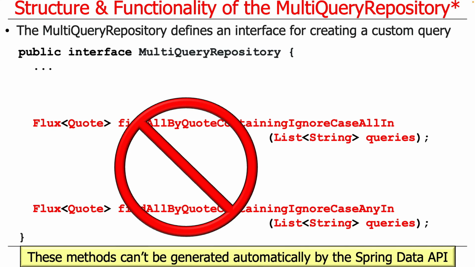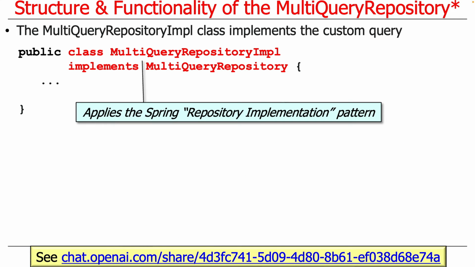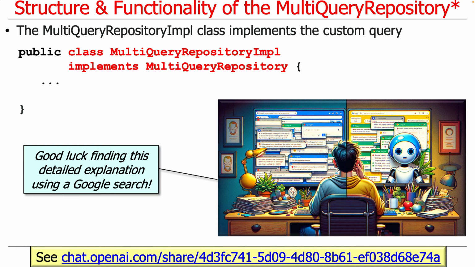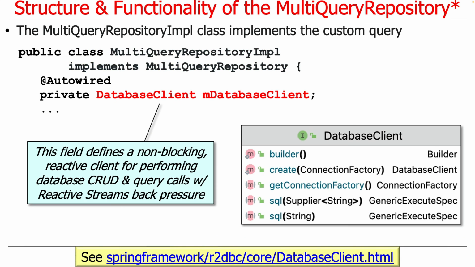The key point is that you can't get this automatically by using the Spring Data API. So instead, we have to use custom queries. How this works is we implement a class called MultiQueryRepositoryImpl, which implements MultiQueryRepository. And this applies the Spring repository implementation pattern. You can read about that here in my ChatGPT session, which is very useful to know about because it's hard to find this description anywhere else by searching for it.